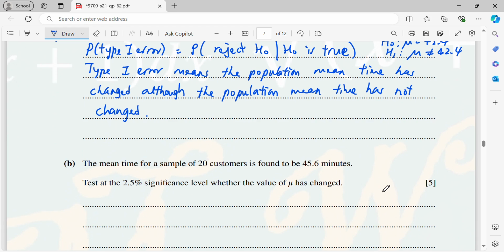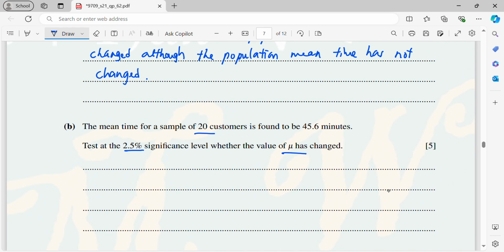Now B, the mean time for the sample of 20 customers is found to be 45.6 minutes. Test at 2.5% significance level whether the mu has changed. So for this case, I will write H0: mu equals 42.4. H1, the alternative hypothesis: mu is no longer 42.4. Then the alpha is 2.5%, that means it's 0.025.